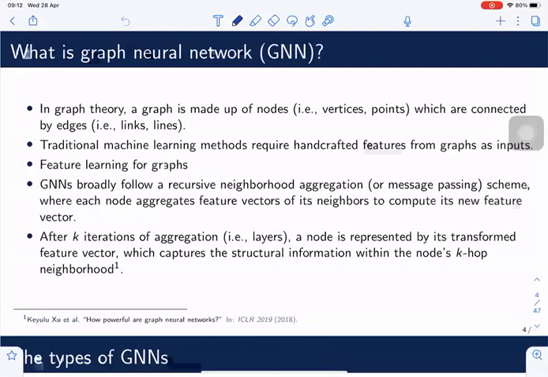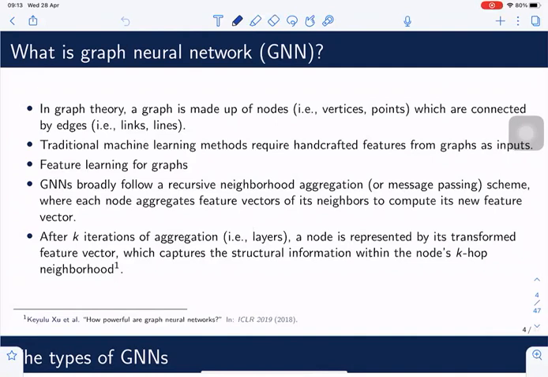Let's start the first part. Before we get to graph neural networks, we definitely need to know what a graph is. A graph here is not an image. In graph theory, a graph is a data type, made up of nodes and edges. In real life, there are a lot of graph data, like social networks, roadmap networks, and also molecular graphs. In a molecular graph, the atoms correspond to nodes, and the bonds correspond to the edges.